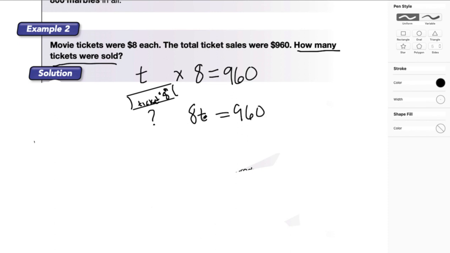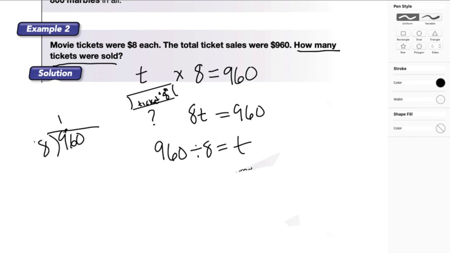When we don't have an operation symbol between a letter and a number and they're close together like this, we know that that's multiplication. So the question is, how do we figure out what t is? Well, if 8 times t is 960, we can use the converse of division. 960 divided by 8 should give me t. So we're going to do some long division here. Take our 960, that's our dividend. We're going to put our divisor on the outside and we're going to proceed.